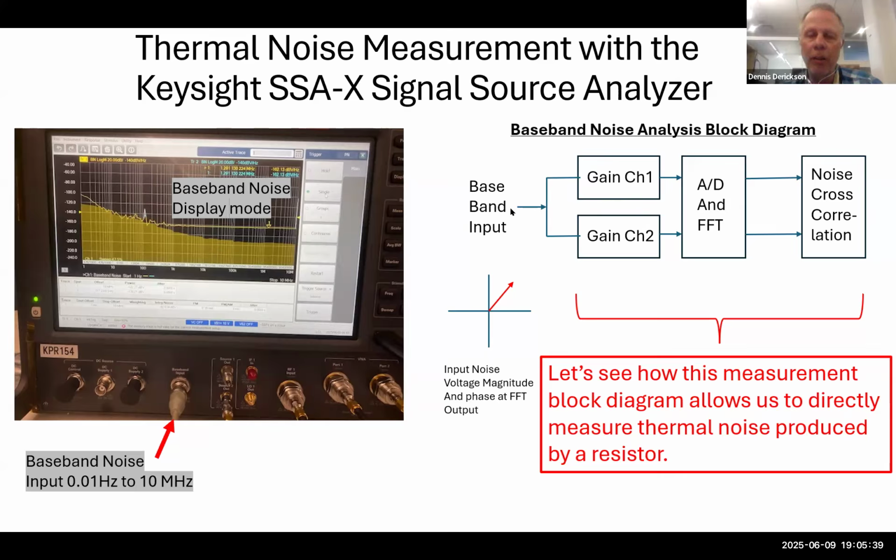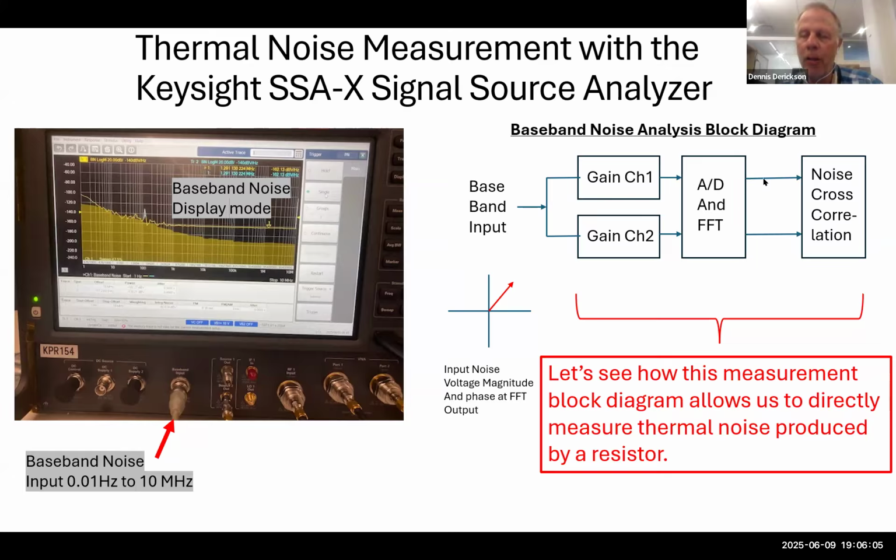So the signal at the input, our 50 ohm resistor, will be applied to both of them. The signal will be amplified through channel 1, and our signal here is thermal noise, which will also be amplified through channel 2. Channel 1 and channel 2 will add their noise sources to that, but they will have no phase relationship with the baseband noise. Then we put it into an analog to digital converter, and we get an output in the frequency domain.